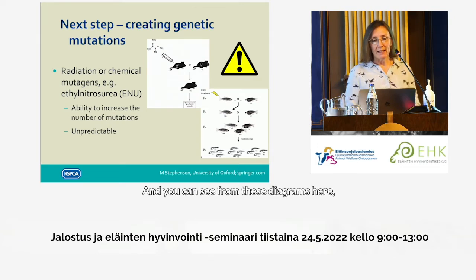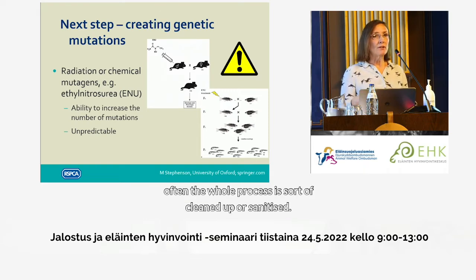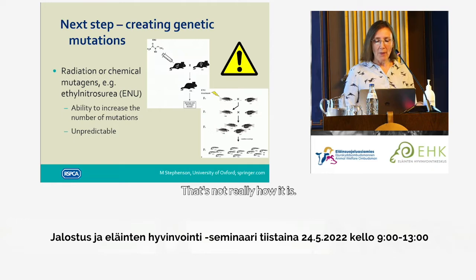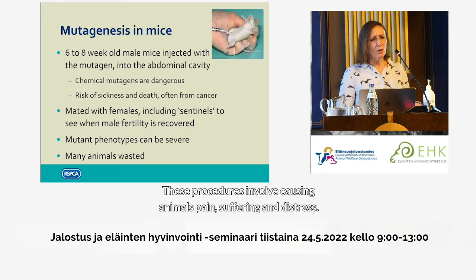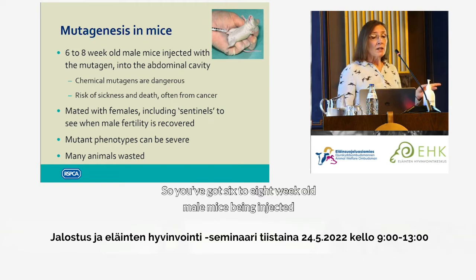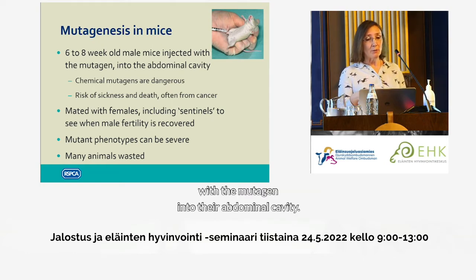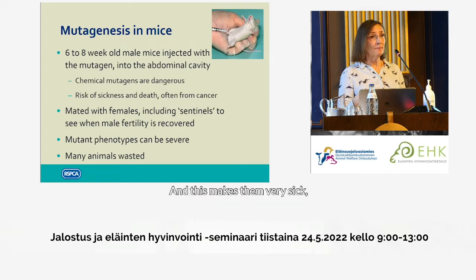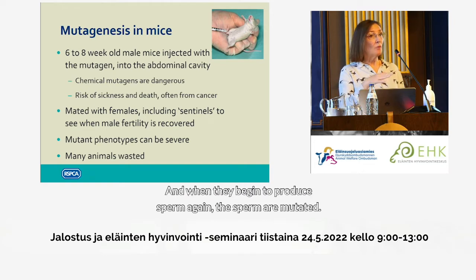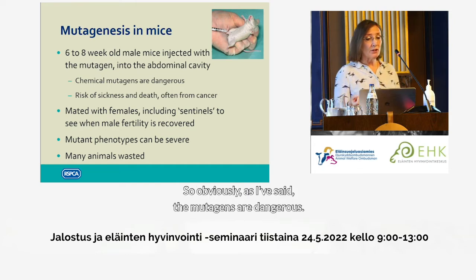And you can see from these diagrams here, often the whole process is cleaned up or sanitized. We see a lot of little cartoons like this to show how mutant animals are created. But that's not really how it is. These procedures involve causing animals pain, suffering, and distress. So this is an example of a protocol for mutagenesis in mice. So you've got 6-week-old male mice being injected with the mutagen into their abdominal cavity, and this makes them very sick, and it makes them completely infertile for a while, and when they begin to produce sperm again, these sperm are mutated. So obviously, as I've said, the mutagens are dangerous.